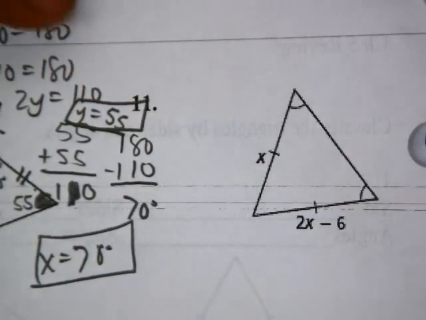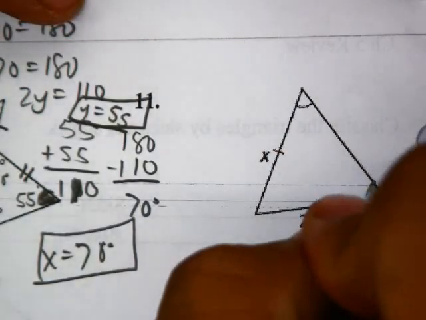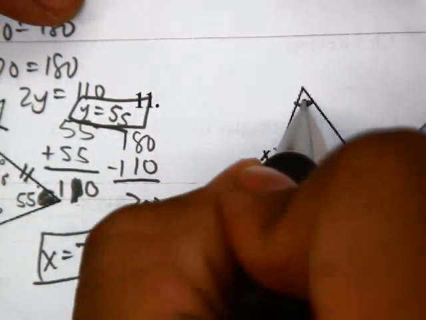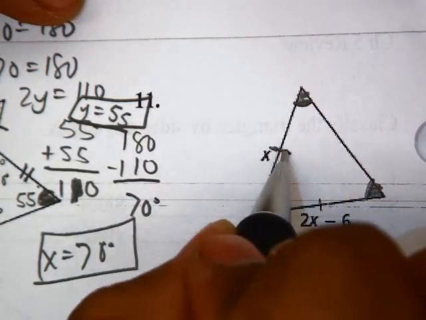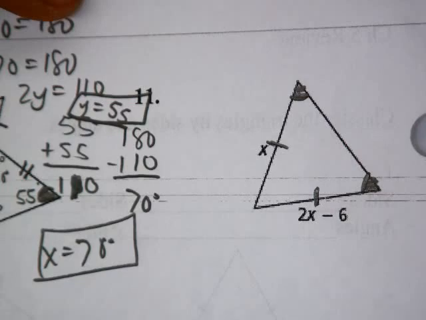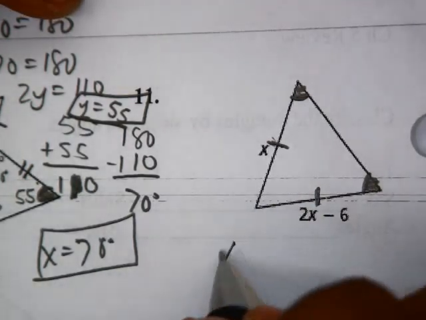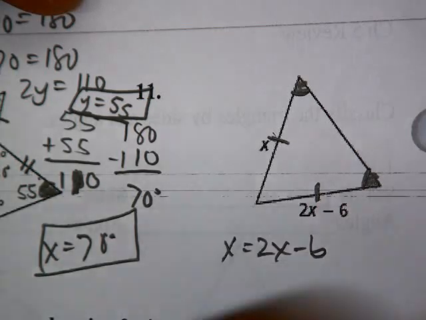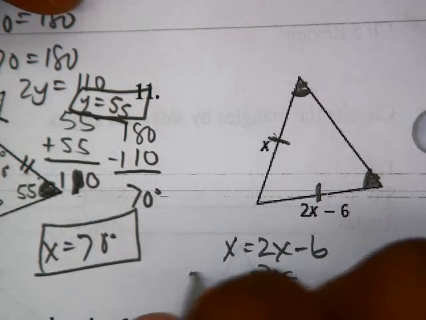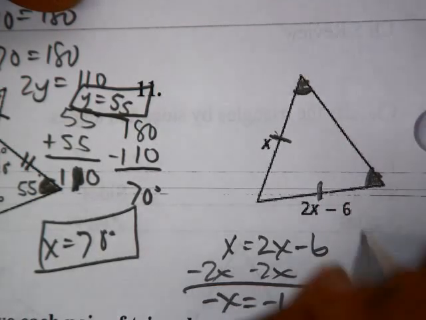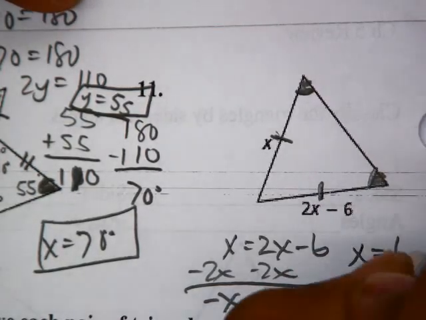Number 11. This is an isosceles triangle. You can tell because these two angles are equal. And on top of that, this problem is pretty dumb because they also put these lines there to show you that these sides are equal. And therefore, x is equal to 2x minus 6. If I solve this by subtracting 2x from both sides, that's negative x equals negative 6. Or x is equal to 6.